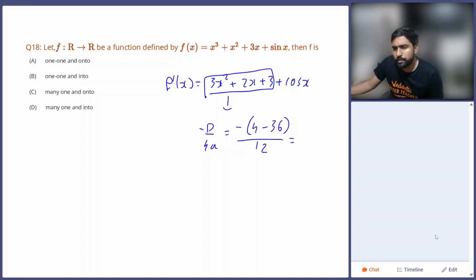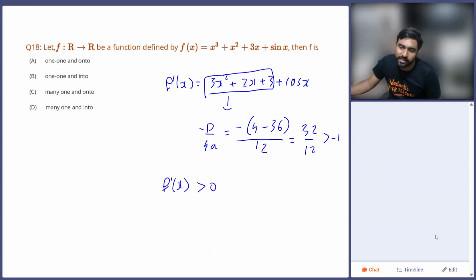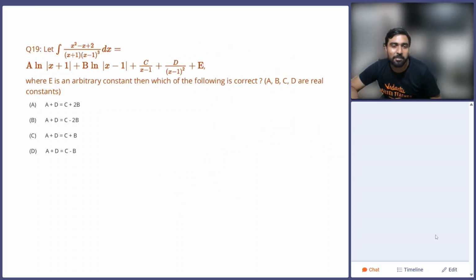So what do you have over here? That's minus 32 upon 12. This is for sure greater than minus 1 over here, which means that this f dash of x is always positive. This f dash of x is always a positive expression, meaning that your function is always increasing. It will be one-one, and as it is cubic, going from minus infinity to plus infinity, it will contain entire real numbers in its range. So option A, one-one and onto, will be the answer. Okay. Moving on.